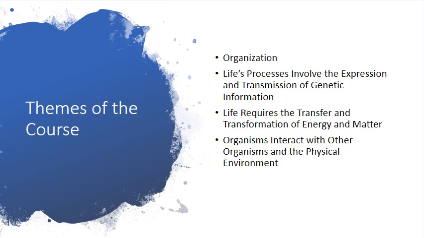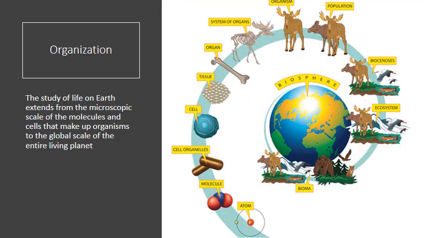In this course, we have four core themes that are united by the central theme of evolution. Organization, the expression and transmission of genetic information, the transfer and transformation of energy, and how organisms interact with other organisms in the environment. So these are the four big things we're looking at. These are the themes that you'll see repeated over and over again. First off, we have organization.